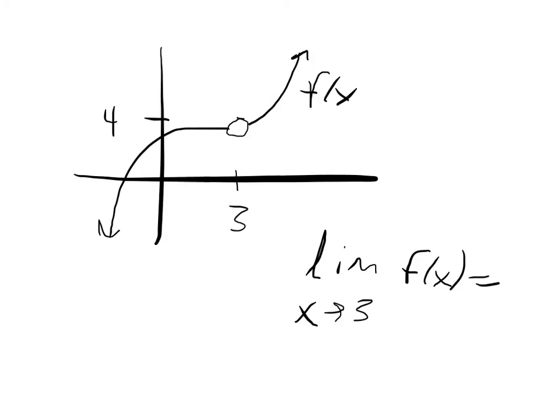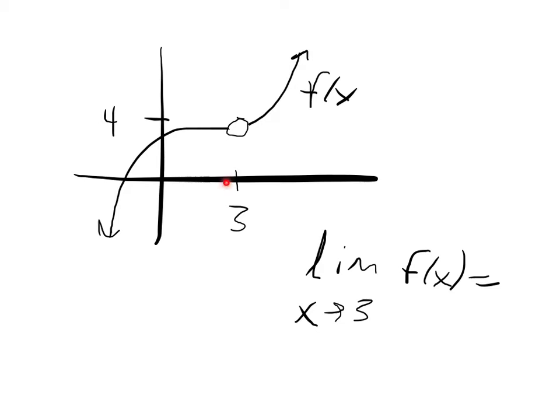So here's a function f of x, and it's not defined at x equals 3. x equals 3 is a hole in this function. Nonetheless, I want to say that the limit as x approaches 3, what do I expect to get as x gets closer and closer to 3 from either side? As my x values from the right side, the positive side, get closer and closer to 3, and as my x values to the left get closer and closer to 3, I expect to get 4.